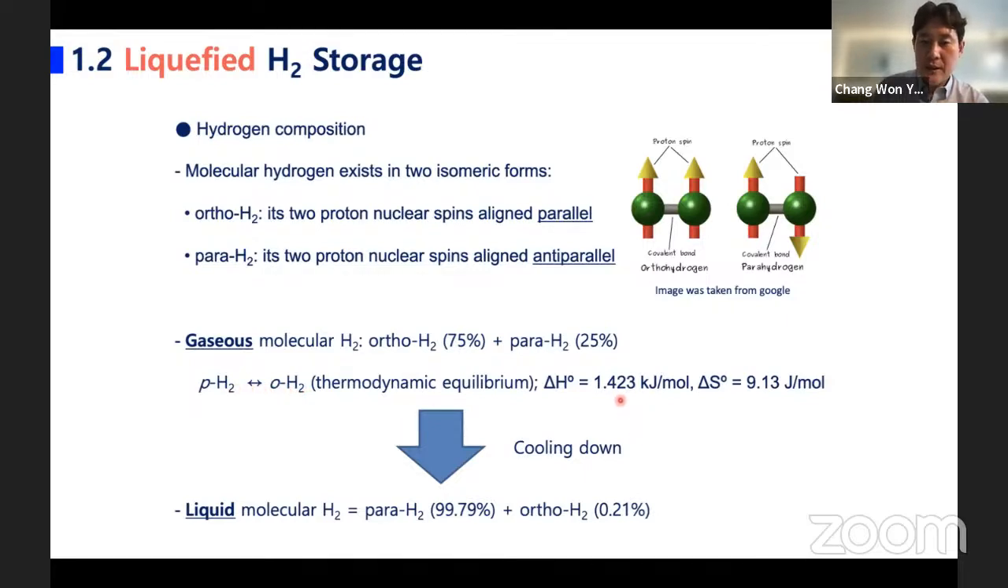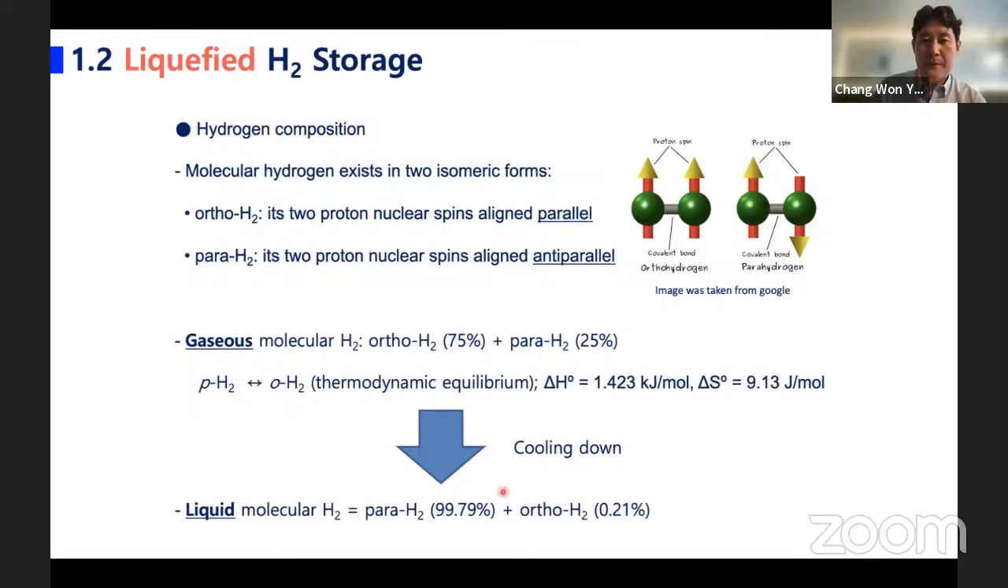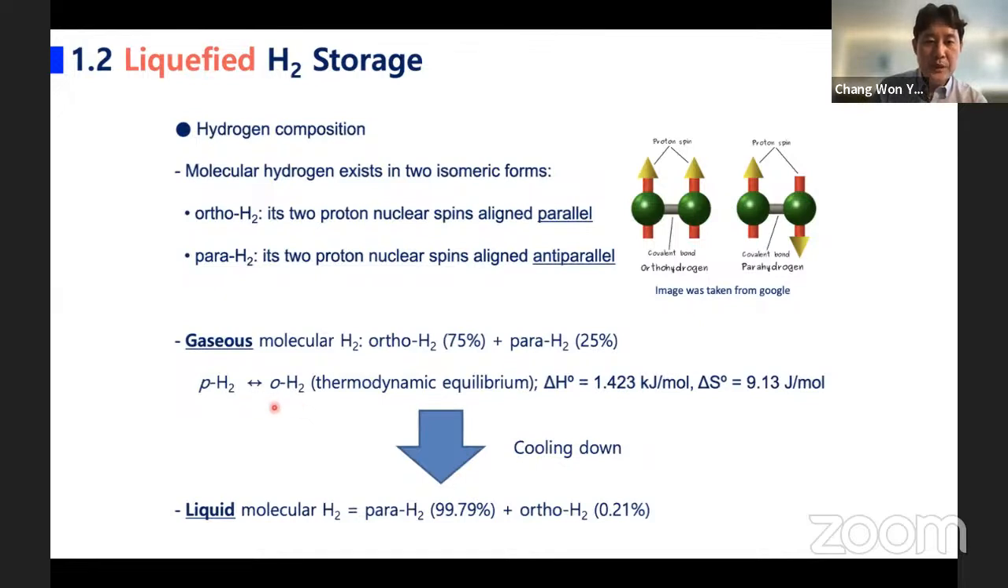That means an exothermic reaction can happen, which means if you cool down, the ortho-hydrogen will be transformed into para form while releasing heat. That means you need more energy for cooling down. That's one of the issues. So one of the R&D areas for liquefaction technology is to develop a relevant catalyst to release less heat when these forms transition.